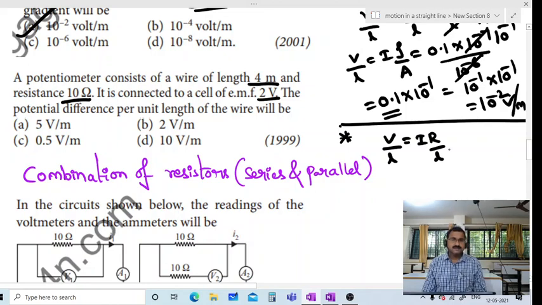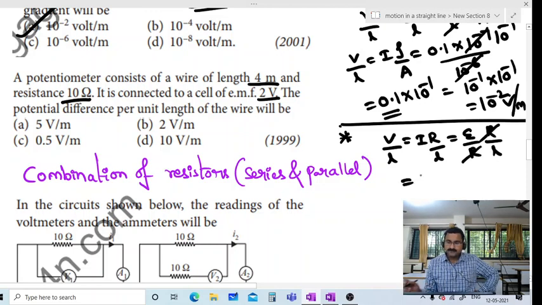Then after that, what is the given information? Length, resistance, and it is connected to a cell of EMF 2 volt. So I, as I already told you, I is equal to E divided by R only, no? Because there is no extra resistance; we have to check whether a separate resistance is given. There is none, only the potentiometer wire and its resistance. So I we can write as E divided by R into R divided by L only. It will be cancelled.